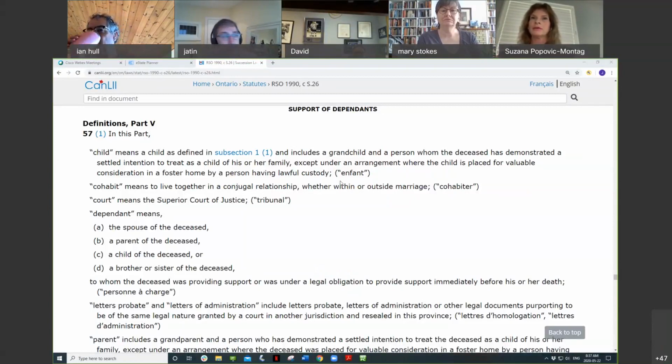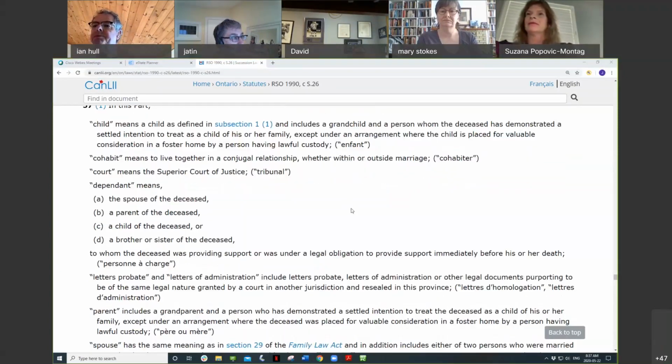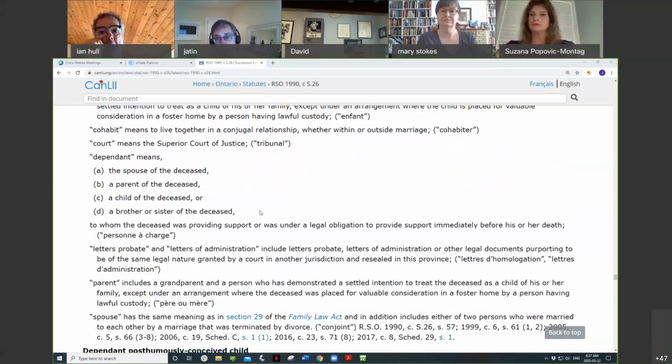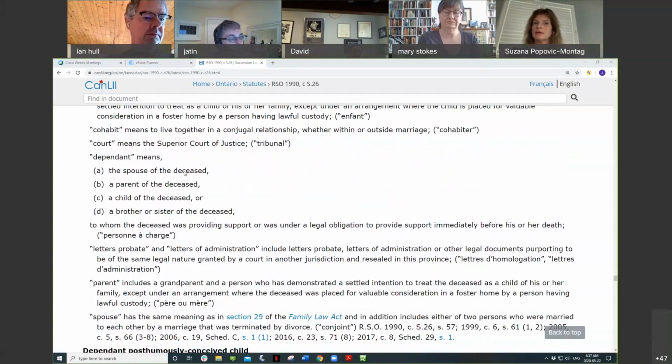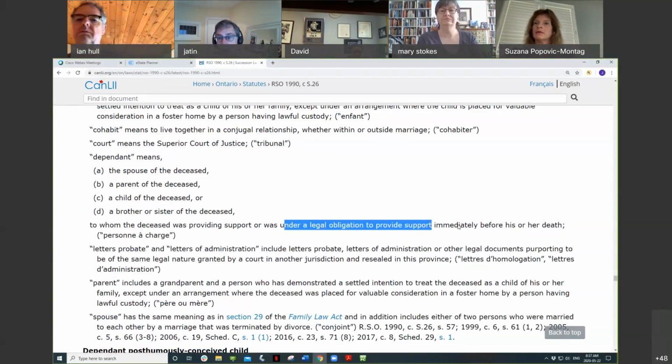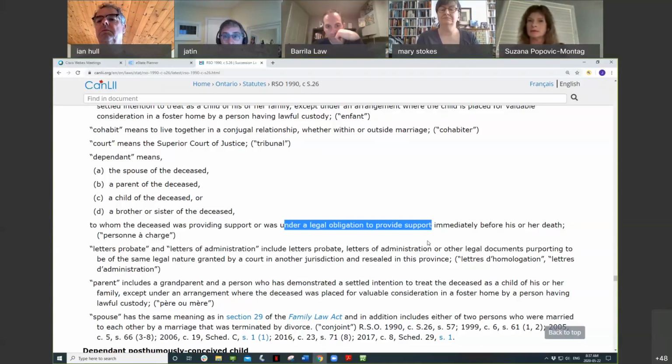So here are obviously the key elements to determine if somebody's a dependent. It's the relationship, and spouse is a broad definition, not simply married, but common law as well. And parent, child, and brother or sister. And then here's the key: was the deceased providing support or under a legal obligation to provide support immediately before his or her death? Those are the tests that we're going to throw in our analysis to determine whether this person is a dependent now, or maybe a dependent down the road.